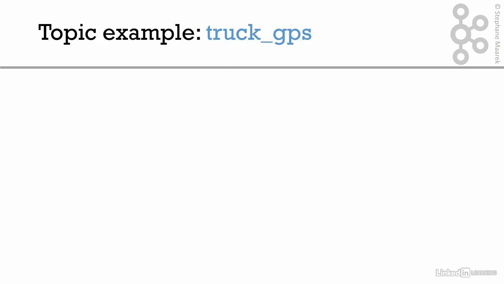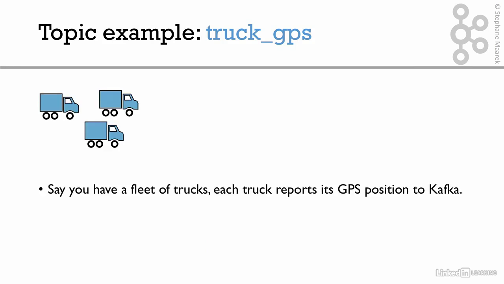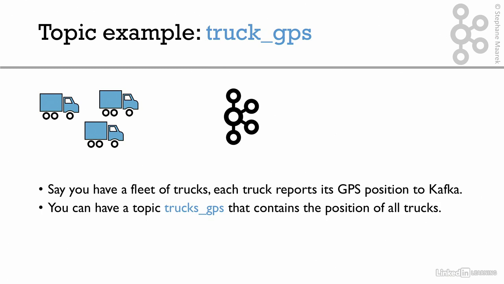So here's an example, because a lot of students ask me, hey, can you just tell me what a topic looks like? So this is a very concrete example. We are a trucking company, and we have many, many trucks. And each truck has a GPS in it. And basically, we want each truck to report the GPS position in some way to Kafka. So in Kafka, which is in the middle, we're going to have a topic. For the name, I'm going to name it trucks_GPS. You can name it whatever you want. I name it trucks_GPS because it indicates what the topic will have. So this topic, trucks_GPS, contains the position of all the trucks.